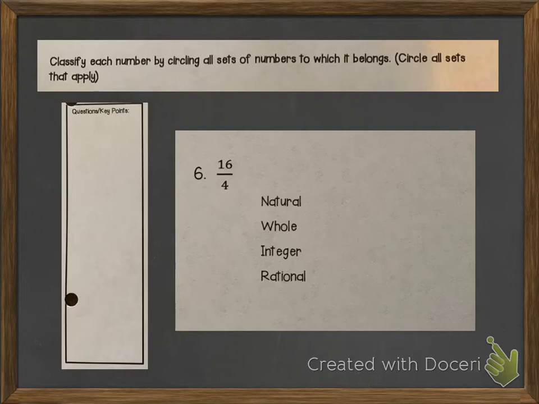I'm looking at 16 divided by 4. 16 divided by 4 is a fraction. So just by looking at the number, 16 divided by 4 is classified as which of these categories? And if you said rational, you are correct.